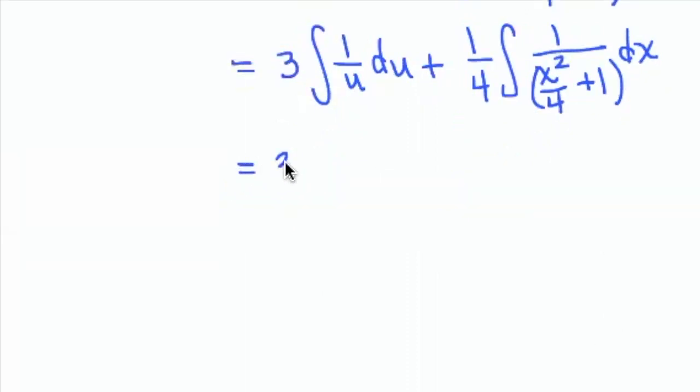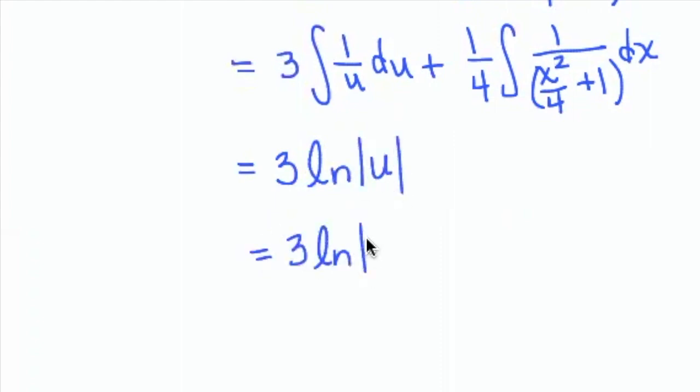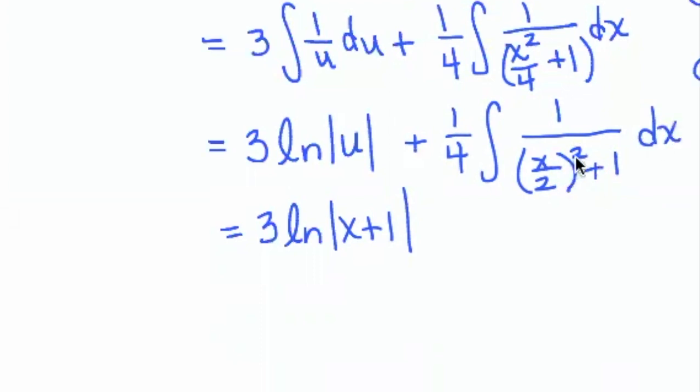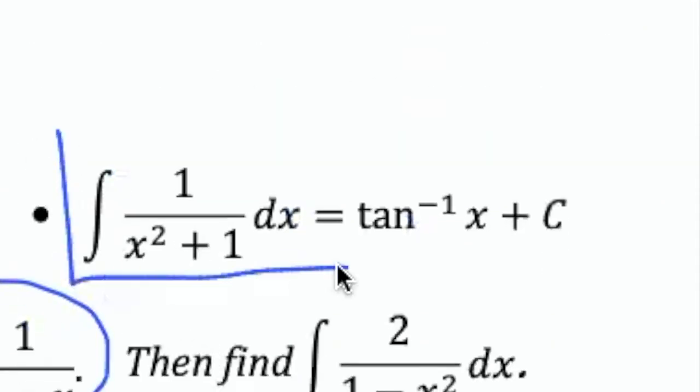So this first integral is going to be natural log of u, which is just the natural log of x plus 1. The second part here, I'm going to do one more rewrite, and I'm going to write this as x over 2 squared plus 1 in the denominator. Now again, hopefully you can see that if I square both parts, I do get the original back again. The reason I want to do that is now this has the format of a numerator of 1 with something squared plus 1 in my denominator. And that takes us all the way back to here.